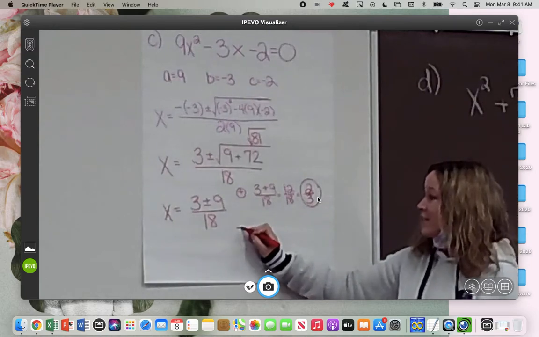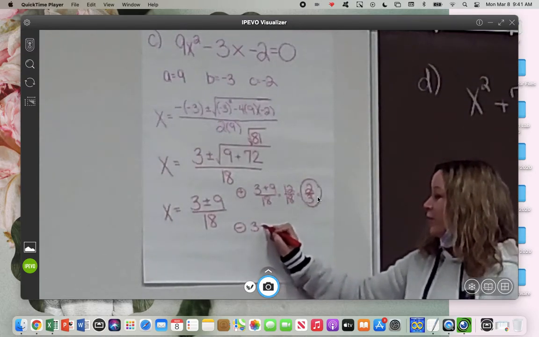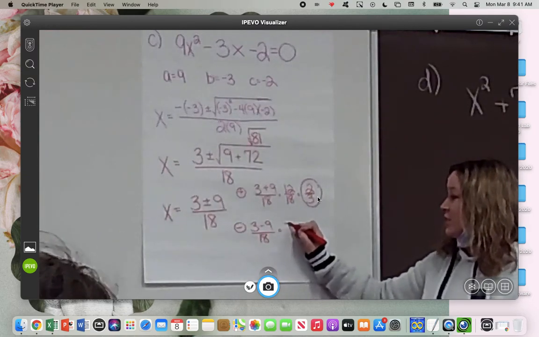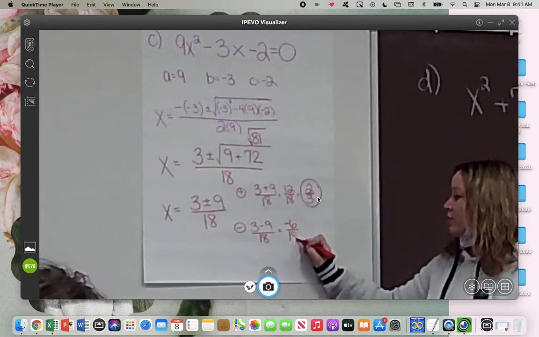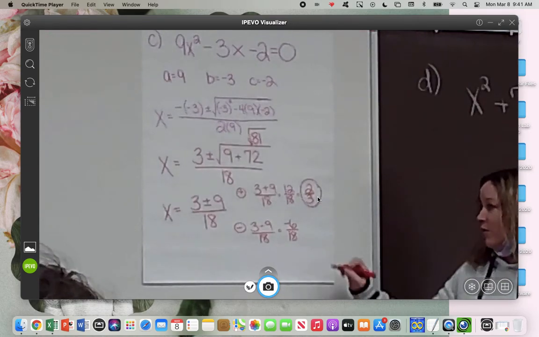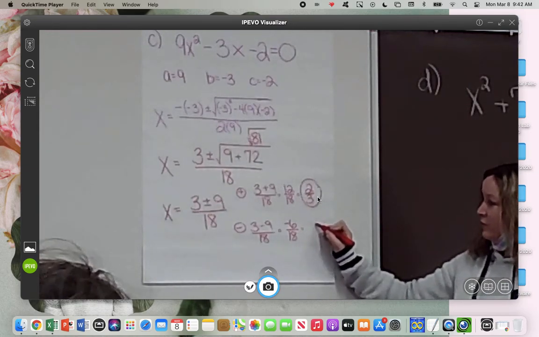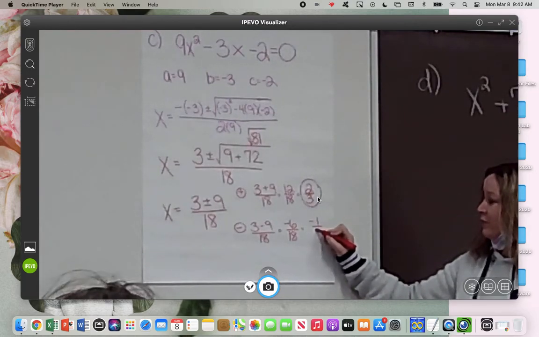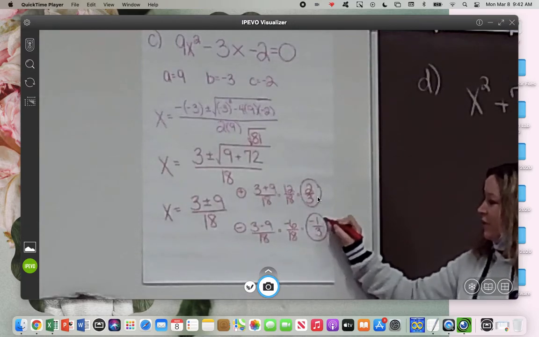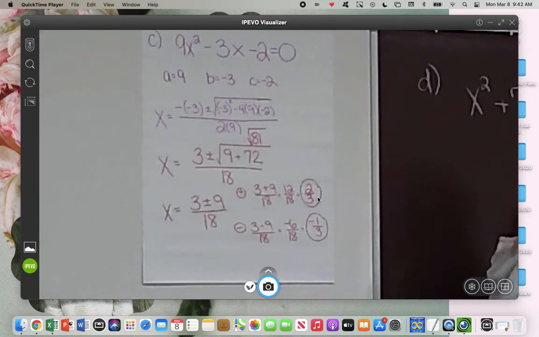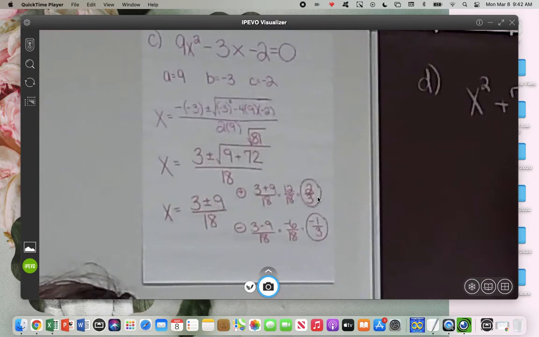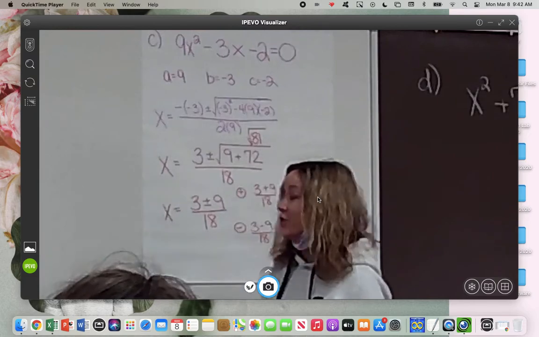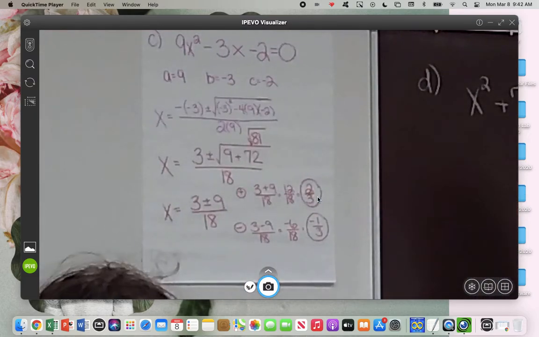All right, now when I subtract, I take 3 minus 9 divided by 18, which is negative 6 over 18. I can reduce this by 6 as well. What does that reduce to? Negative 1/3. So if you can see, sometimes you do get 2 whole numbers. Sometimes you might get a whole number and a fraction. Sometimes you get 2 fractions. That's totally okay.